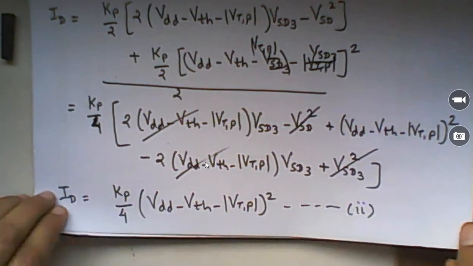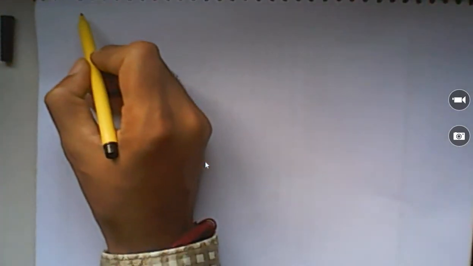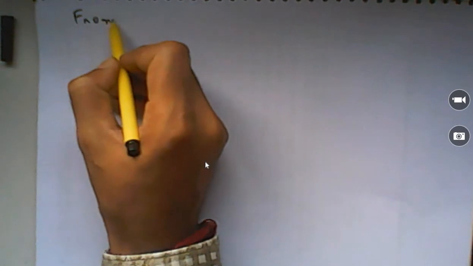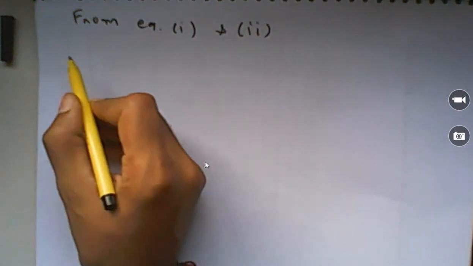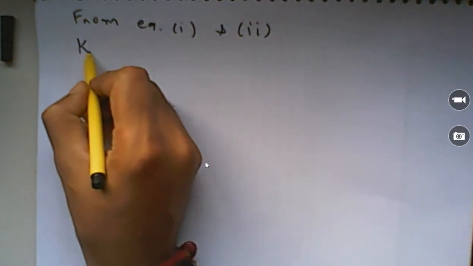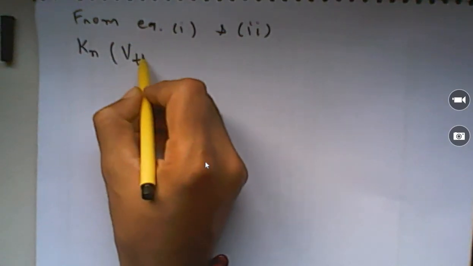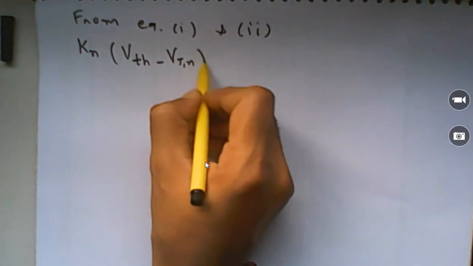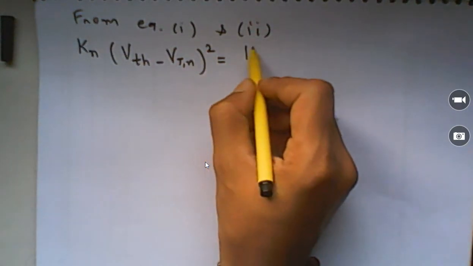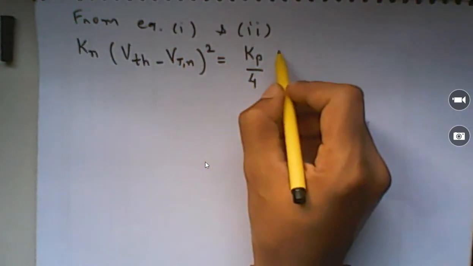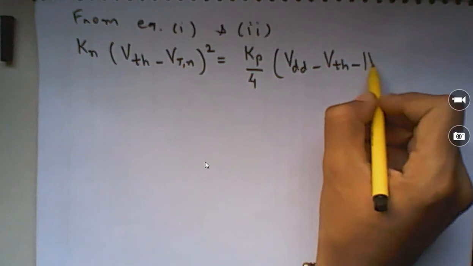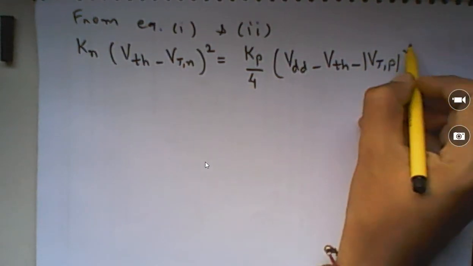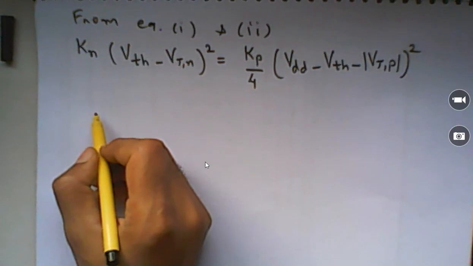Now our interest is to find out VTH from equation 1 and equation 2. So we compare both the ID currents. From equation 1, the ID current is Kn (VTH minus VTN) square, and from equation 2 the ID current is Kp by 4 into (VDD minus VTH minus magnitude of VTP) square. Let's take the square root on both sides.